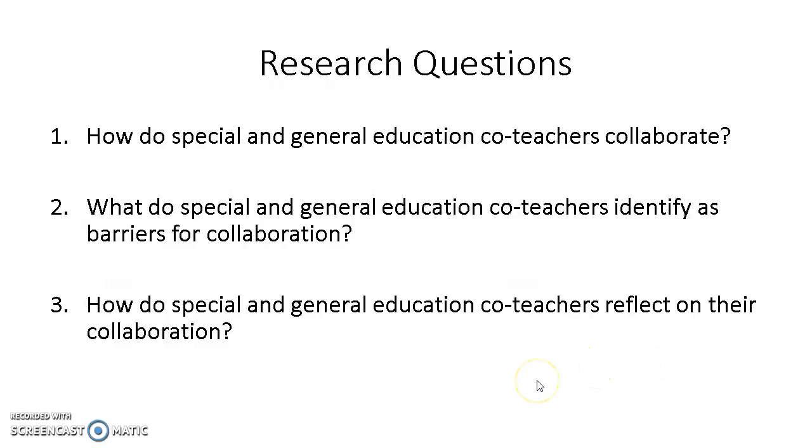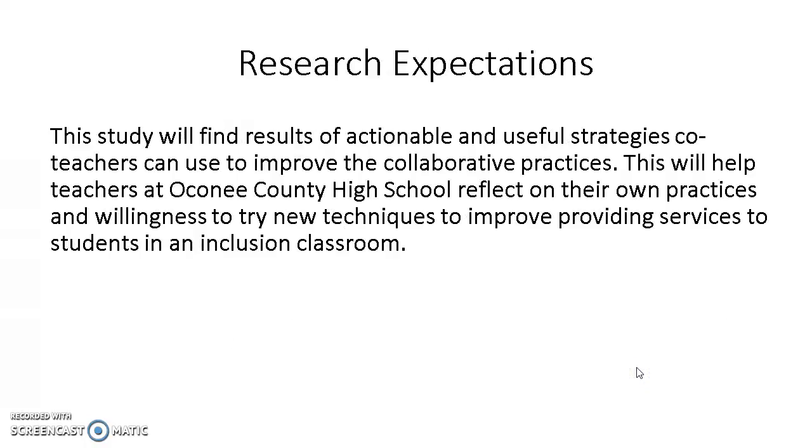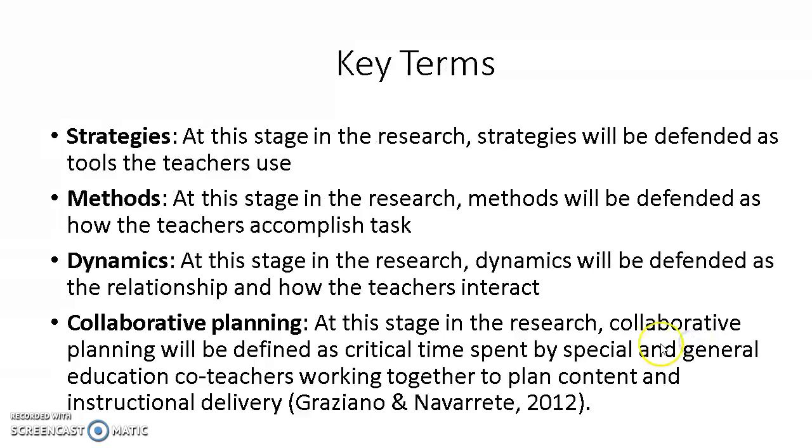The research questions are: How do special and general education co-teachers collaborate? What do special and general education co-teachers identify as barriers to collaboration? And how do special and general education co-teachers reflect on the collaboration? The expectation of this study is that useful and actionable strategies will be identified for collaborative practices, and that teachers will reflect on their own practices and be willing to use these new techniques to provide services to students in the inclusion classroom. Here are some key terms for the study.